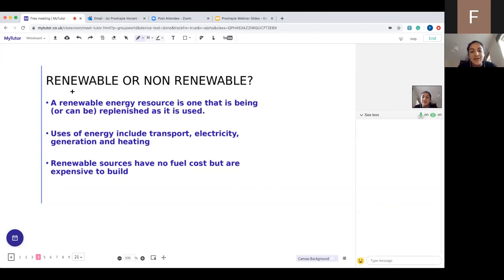The uses of energy that we have in modern day society is mainly transport, electricity generation and heating. So generation is just the generation of electricity. Now, although renewable sources have no fuel cost, they are very expensive to build in the first place. Okay, so although we don't need to be burning coal, oil or gas to run them, they are very expensive to build initially, which is why we are so reluctant as a society to introduce renewable resources and have to pay that upfront cost, because it is a lot. Although it is better for the environment in the long run, it's kind of a toss-up between how expensive it is and how damaging it is for the environment, which I'm sure you all know is a big topic in today's society.